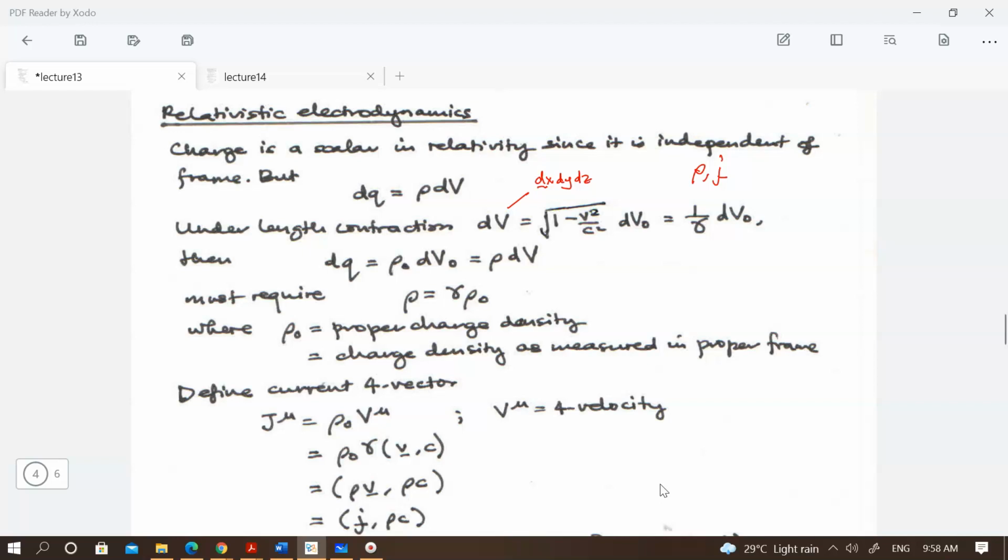So what happens in this particular case is that your dV changes only by this factor of the square root of 1 minus v squared over c squared, which is the same factor as your Lorentz contraction, multiplied by the original volume element. So this is the original volume element.